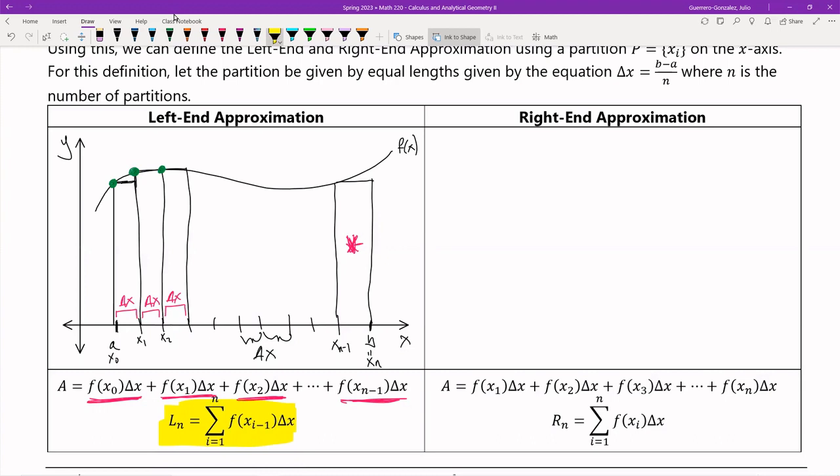Okay, this is what we call the left end approximation. The right end approximation is essentially the same thing, but instead of using the left end of each one of our subintervals, we're going to be using the right end of our subinterval. So let's go ahead and stick in an x and a y again.